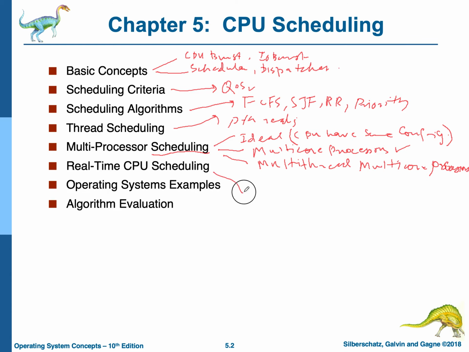Real-time processes are actually time-critical processes, right? Where time is very much necessary to consider, meaning what the deadline is to complete a process. So this is a very critical thing to consider when we are dealing with real-time systems.